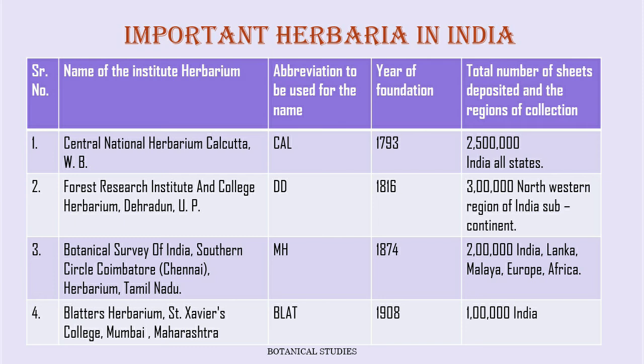Then the third important herbarium is Botanical Survey of India, Southern Circle, Coimbatore, Chennai Herbarium, which is located in Tamil Nadu and abbreviated as MH. This herbarium was established in 1874. About 2 lakh herbarium sheets are collected in this herbarium. And the fourth important herbarium is Blatter Herbarium, St. Xavier's College, Mumbai, Maharashtra, abbreviated as BLAT, established in the year 1908. In this herbarium, 1 lakh sheets are deposited. So this is all about herbarium.